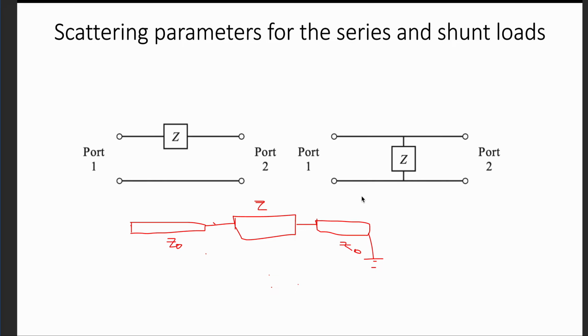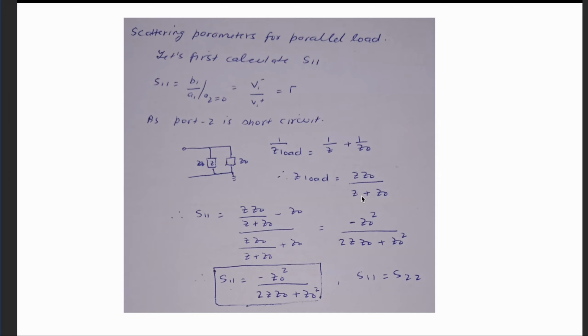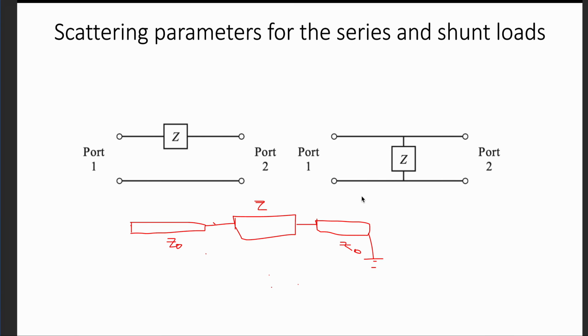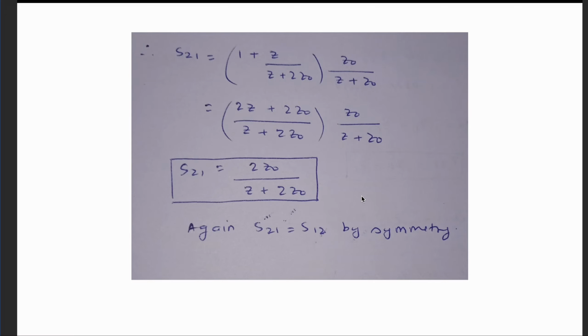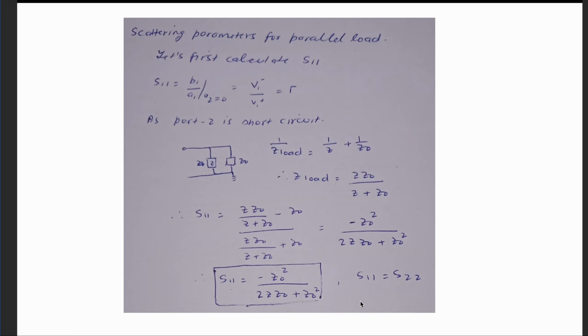So what is the value of S11? You were right. Try to use this parallel thing. You were so right. My S11 is minus Z naught upon 2Z plus Z naught. Are you getting it like this? Minus Z naught square upon 2Z Z naught plus Z naught square. Then yes, then I cancelled Z naught.